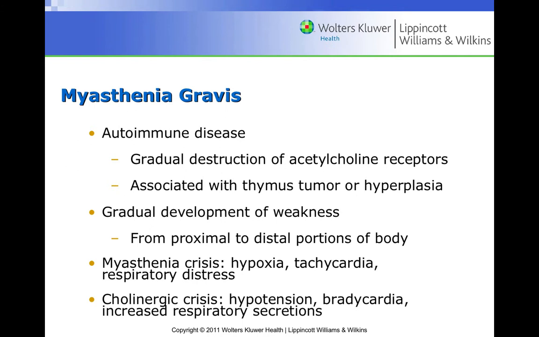Myasthenia crisis is one of the adverse effects of the disease process where hypoxia, tachycardia, and respiratory distress occur because of the muscle weakness. And the way that we treat this is we put the patient on a ventilator to support respirations. Myasthenia crisis is usually exacerbated by stress on the body, which could be anything from regular day-to-day stress to infection, pregnancy, or surgery.